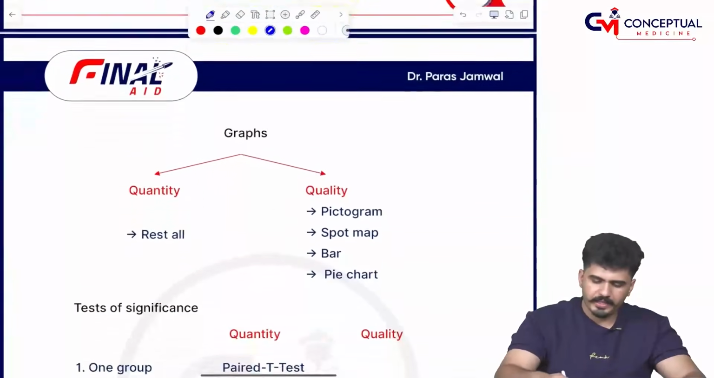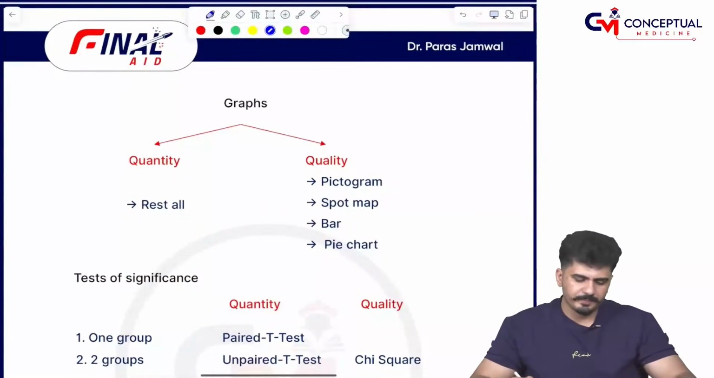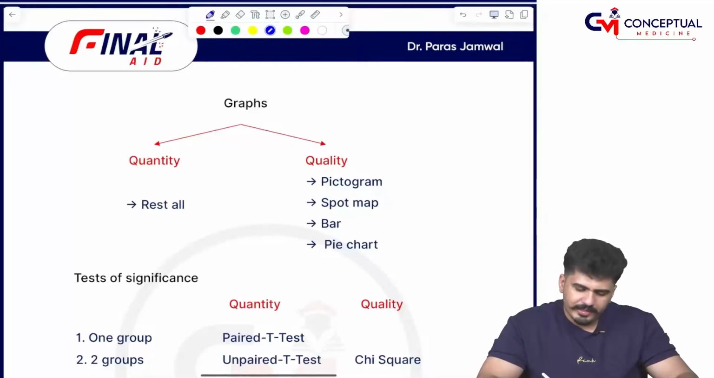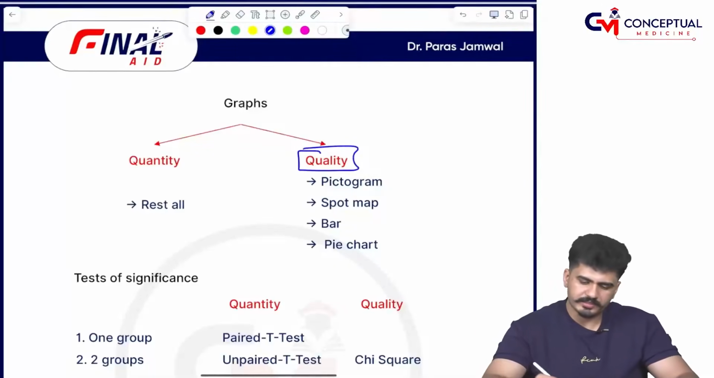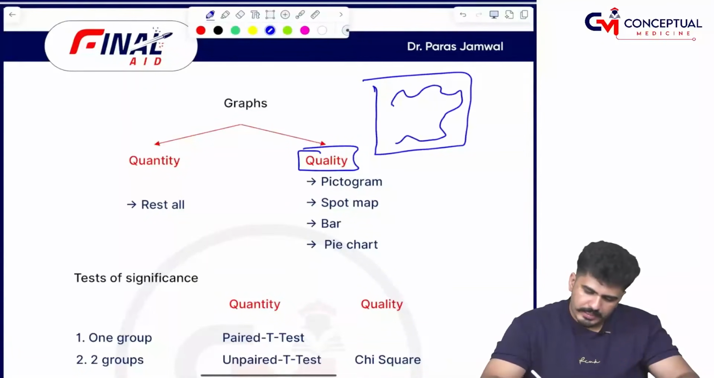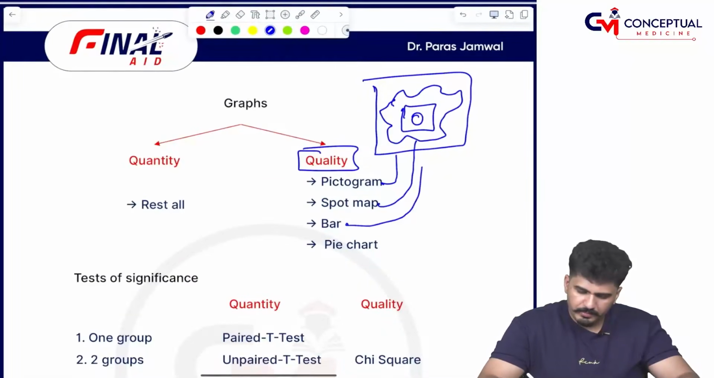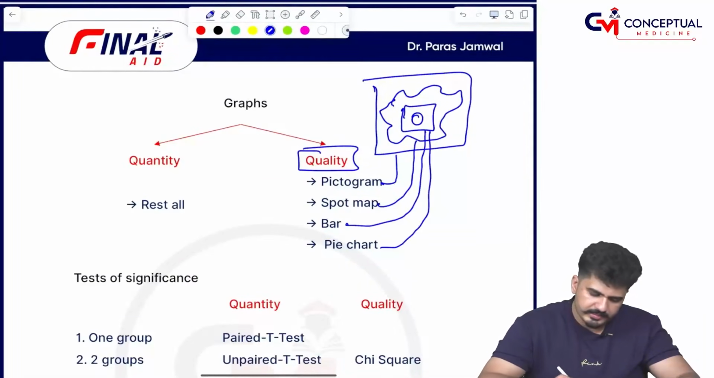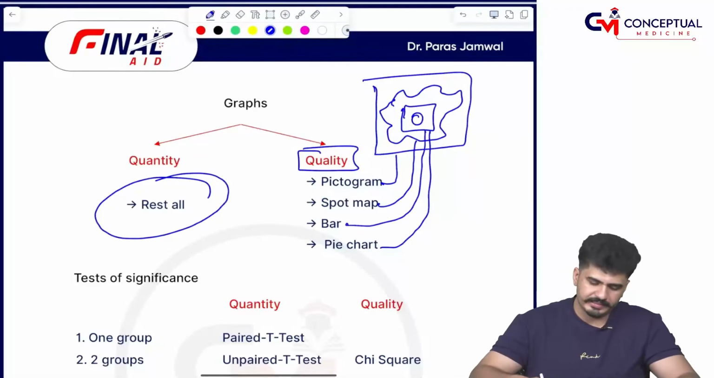Done. Now the types of graph we have, sir. The quality वाला याद कर लो, quantity अपने आप याद होगी. Sir, there is a picture. In this picture, there is a map. In this map, there is a bar, and in this bar, someone is eating pie. So pictogram, spot map, bar, and pie. Rest everything will come in the quantity representation.